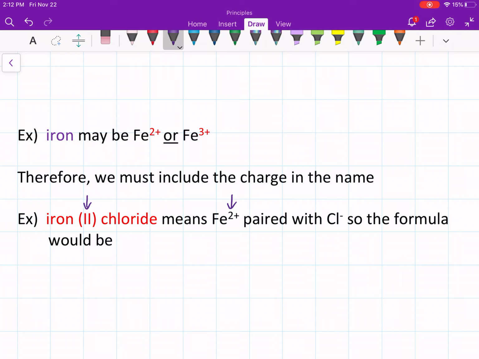So if I write the formula for this, and I'm being told by the Roman numeral that it's iron 2+, I always know that chloride's charge is 1-. So then I can just use the least common multiple, which would be 2, to figure out the formula, and it would be FeCl2, right? So that we balance the charges out. But again, I could only do this because I was given the information that this particular iron has a 2+ charge.